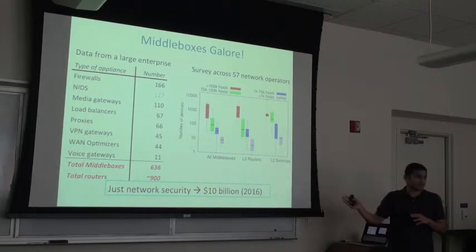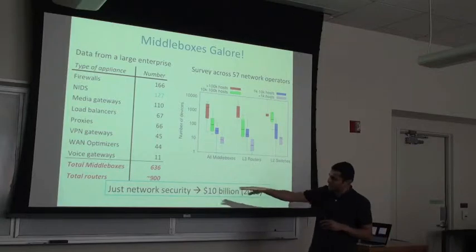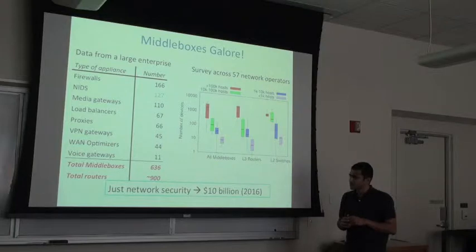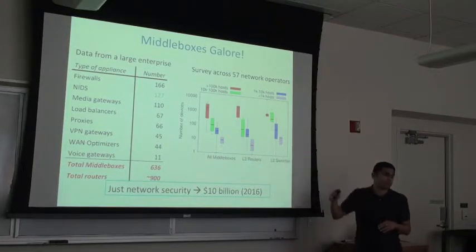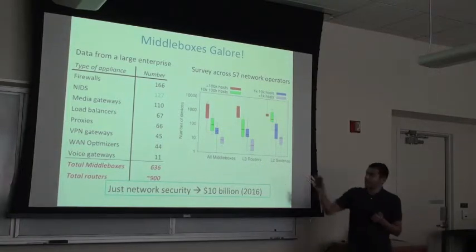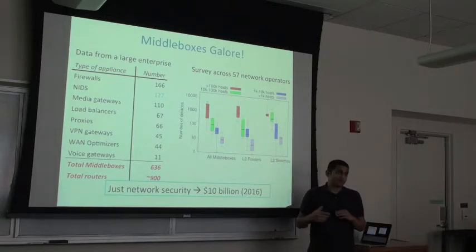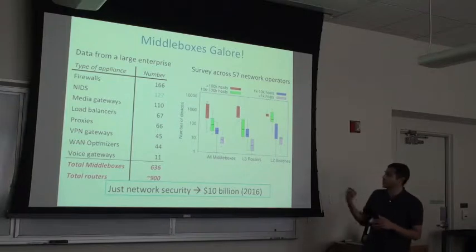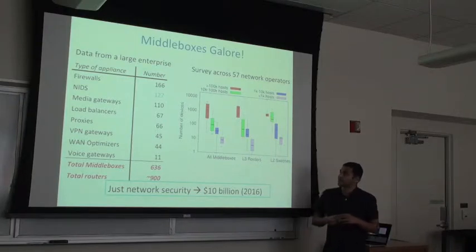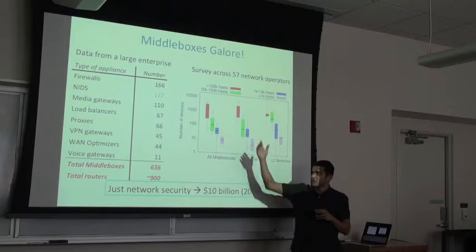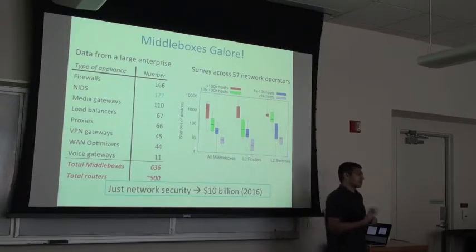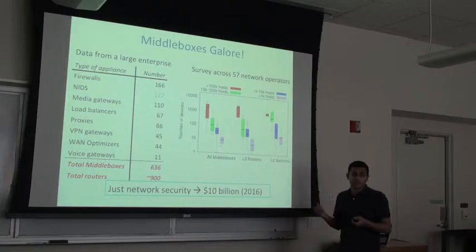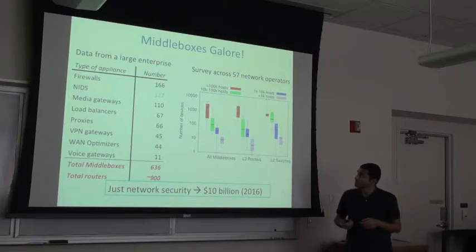In fact, if you look at market surveys, the market for just network security appliances is close to tens of billions of dollars. And of course, this is not just an artifact of this one large enterprise we looked at. In this much broader survey, we found that across different market segments, large enterprises, small enterprises, ISP networks, we see a consistent trend where the number of middle boxes, all these diverse boxes, is comparable to the number of traditional switches and routers. So this is a consistent trend that we see across many different network settings.